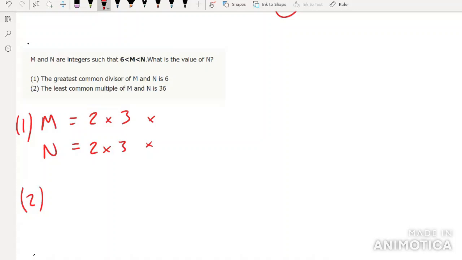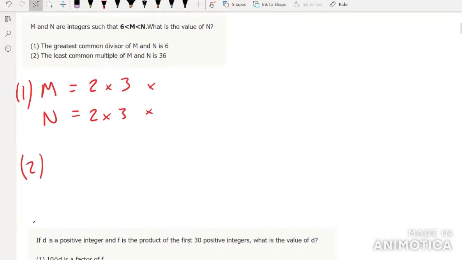The least common multiple of m and n is 36. So that's more useful, because we don't know much, but we know that they're both bigger than 6. And so what numbers could possibly lead to a least common multiple of 36? Well, let's focus on m. What could that possibly be? Well, it can only be one of the factors of 36. So it could be 9, it could be 12, it could be 18, or it could be 30.